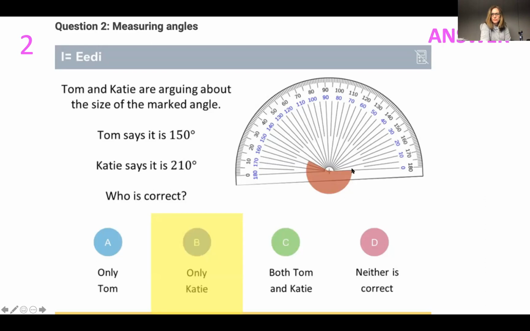Katie is correct. Remember, if you're going round this way, you get to 150, but then you've got to subtract that 150 from 360 degrees, because this way you've got a whole 180 going this way, and then we're adding on an additional 30. Next question, 30 seconds.